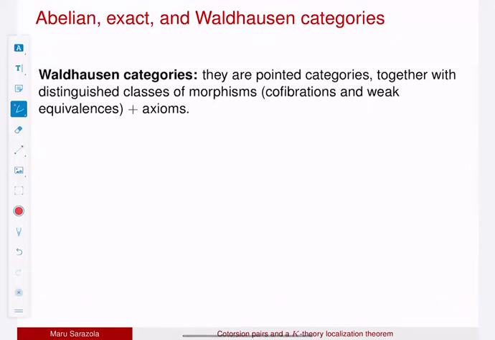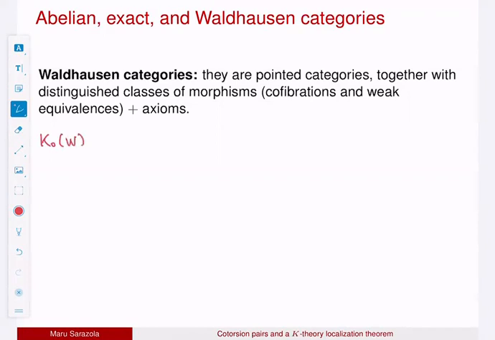All right. So finally, what are Waldhausen categories? These are going to be a different type of structure. These are pointed categories, so we have a zero object, together with two distinguished classes of maps, which we call cofibrations and weak equivalences, that of course have to satisfy a list of axioms. So instead of listing the axioms, which would be a bit long and boring, allow me to give you an idea of how these classes of maps behave by showing you the effect they have on K0, just like we did with the exact category case.